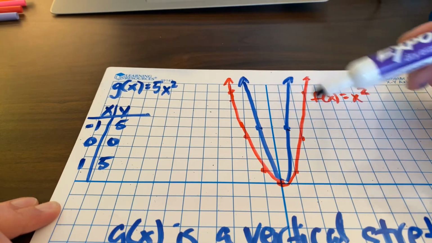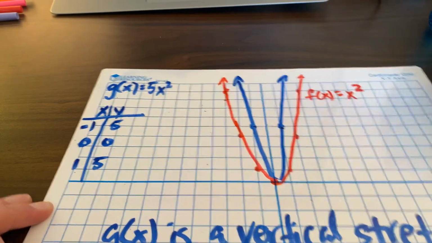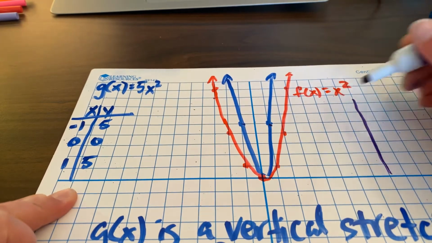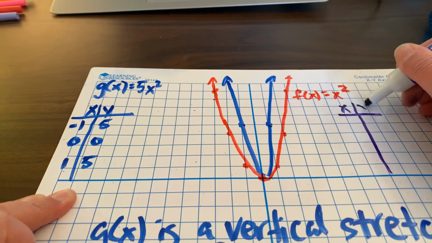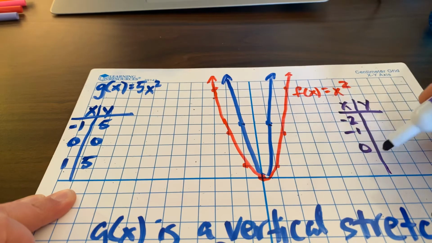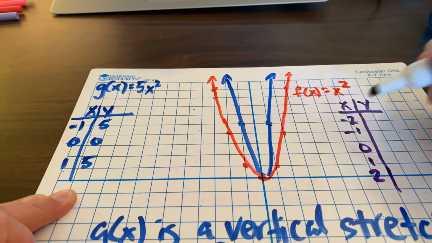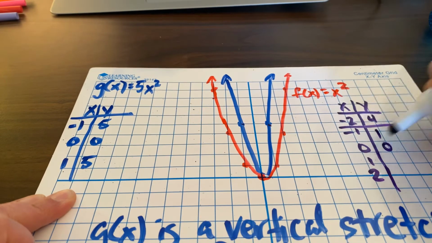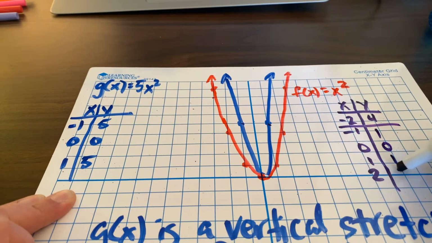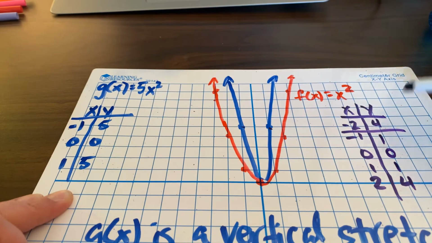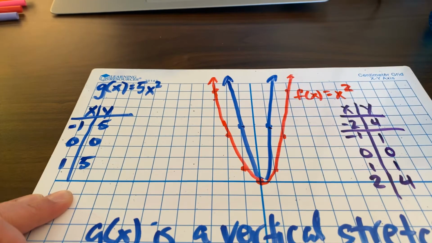So I have plotted in red the graph of f of x equals x squared, but I didn't explain how we get there. So let me do that real quick. If I did -2, -1, 0, 1, and 2, when I square the -2, I would get 4. When I square -1, I get 1. At 0, it's 0. At 1, it's 1. And at 2, it's 4. And so I plot those points, and that's how I get the graph of y equals x squared, right?